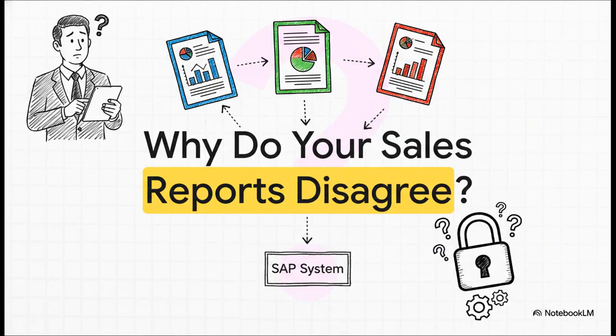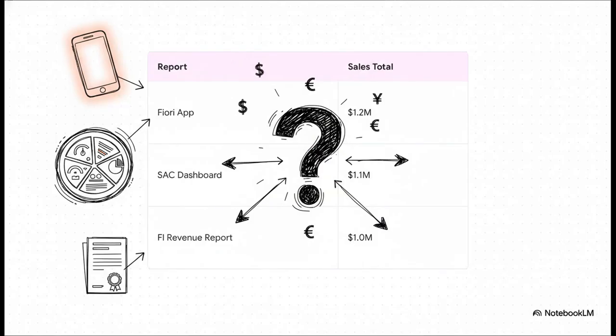So somebody asks you for the monthly sales number. It should be a simple request, but suddenly, you're staring at a total mystery. You've got one system, 3 different reports, and 3 completely different answers. How on earth is that even possible? So, you pull a live number from a Fiori app, and it shows 1.2 million. The SAC dashboard that refreshed this morning says 1.1 million. And then the official report from finance, a nice, clean 1.0 million. They all kind of seem plausible, but you can only base your decisions on one of them. So, which one is the truth?